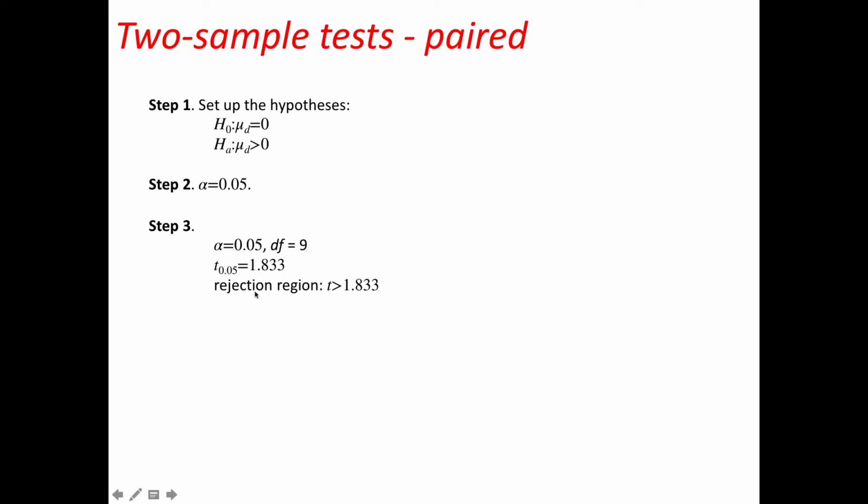This means that our rejection region can be written out like this. T is greater than 1.833. So any value that we get from our test statistic, if it is greater than 1.833, means that it lies in our region of rejection and we can reject the null hypothesis.